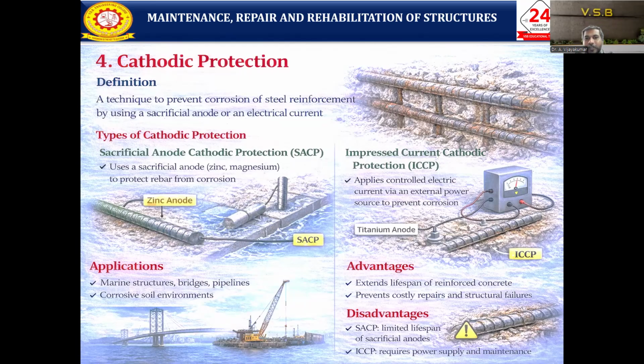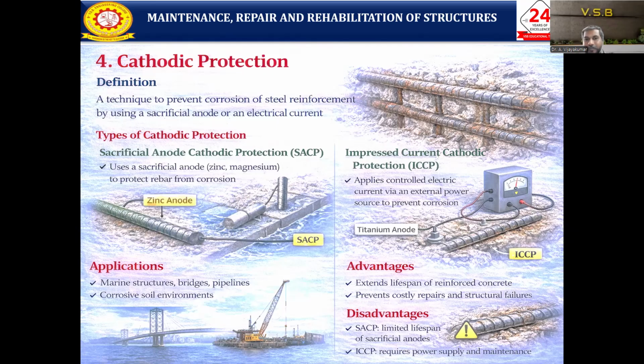In impressed current cathodic protection, we apply a controlled electric current via an external power source to prevent corrosion of the reinforcement. We can use cathodic protection for marine structures, large building structures, pipelines, corrosive soil conditions, and underwater conditions. The advantages are that it extends the lifespan of the concrete structure and prevents costly repair and structural failure.